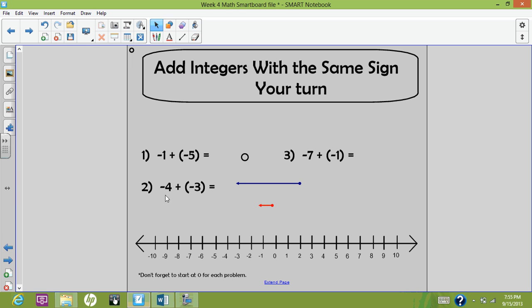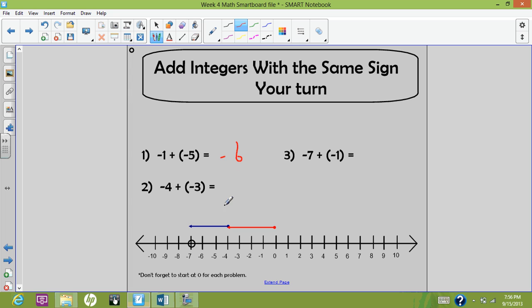Number 2, we start out at 0 as always, and our first number tells us to move 4 in the negative direction, which is left on the number line. And then our second number tells us that we need to go 3 more. So from -4, we go 3 more, and we're going to end up for this one at -7. So our answer to the first problem was -6, and to the second problem was -7. You should be doing these on the number lines on the worksheet that I gave you.